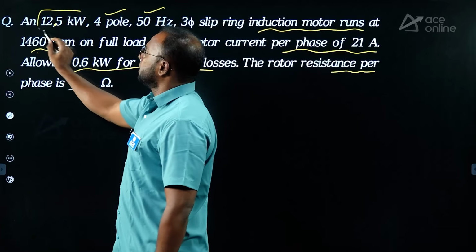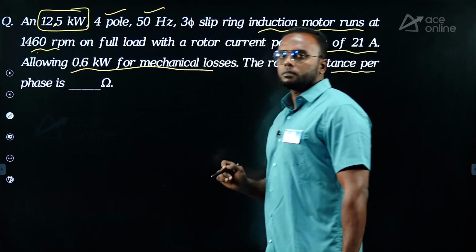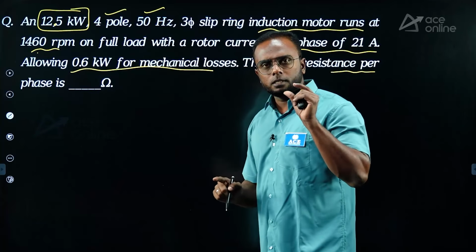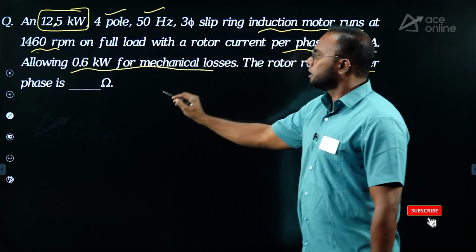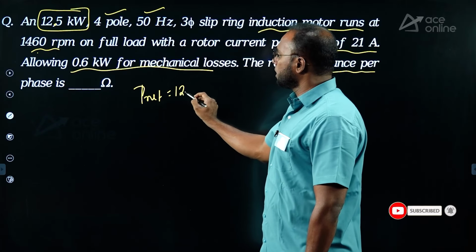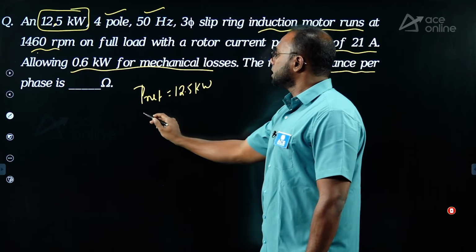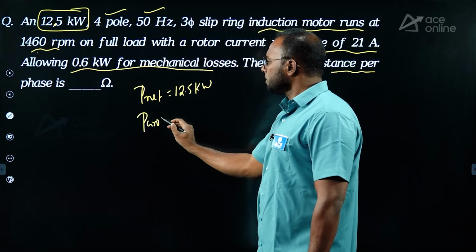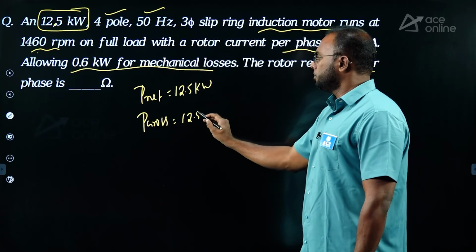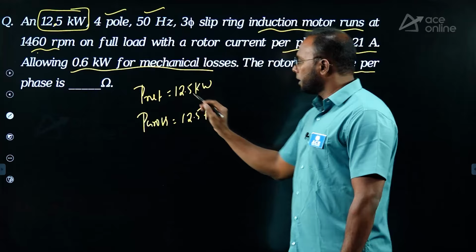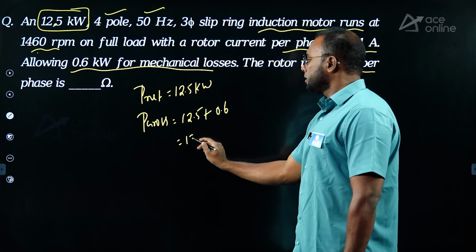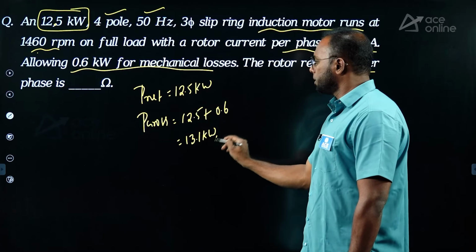And this is what here, net mechanical power. Always the power rating is the shaft or net output. So net mechanical power is nothing but 12.5 kilowatt. Then what is the gross power? P gross is net plus mechanical loss, no? 12.5 plus mechanical loss, how much? 0.6 kilowatt. Then 13.1 kilowatt. This is the gross power.